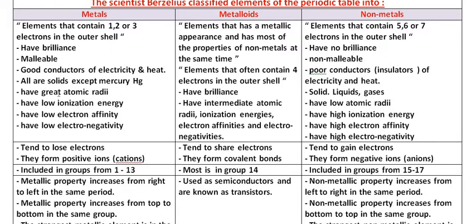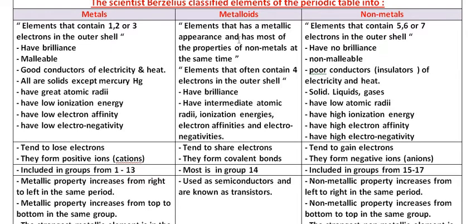Metals have great atomic radii. Metals have low ionization energy. Metals have low electron affinity. Metals have low electronegativity. The opposite of the metals are non-metals, having the opposite properties as it is here.